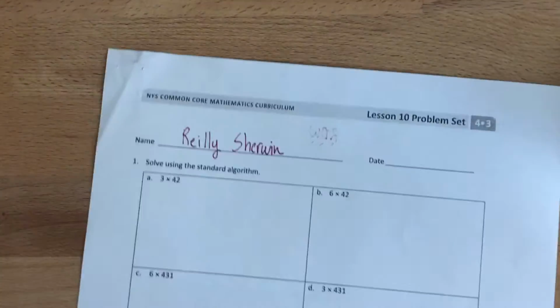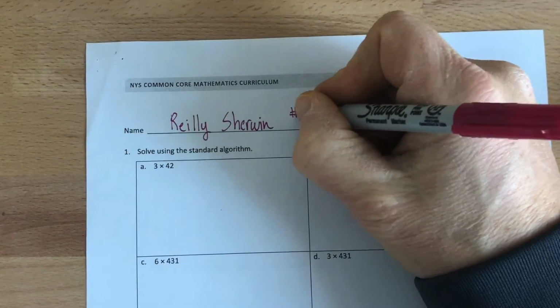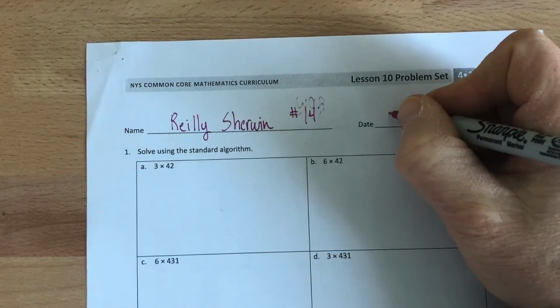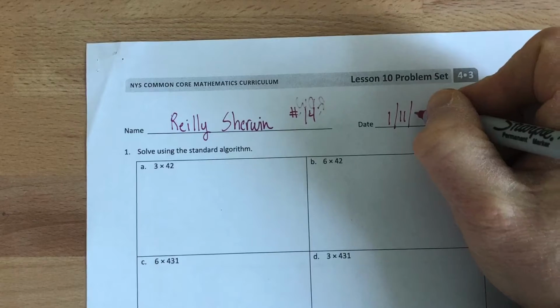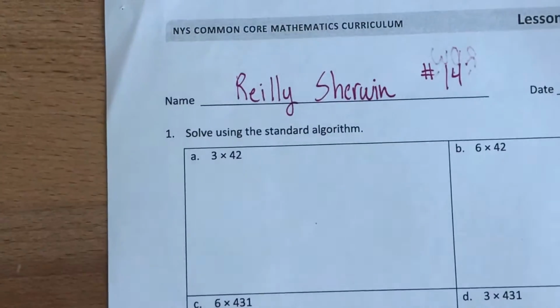So, back onto the front. Put down your name at the top. In my class, we put down our numbers. And the date is 1/11/21, okay? All right, so we'll start here with 1. Okay, so let me zoom in on that for you so you can take a look.